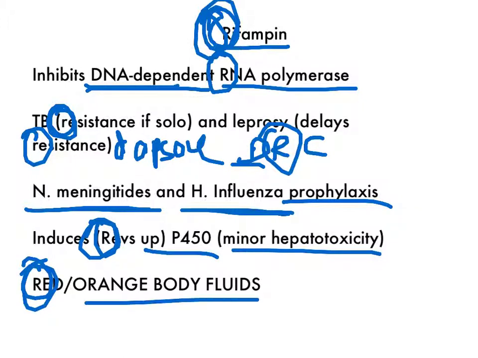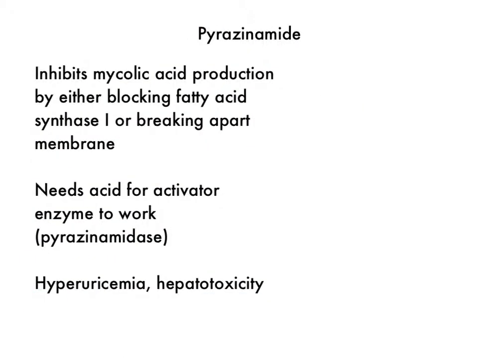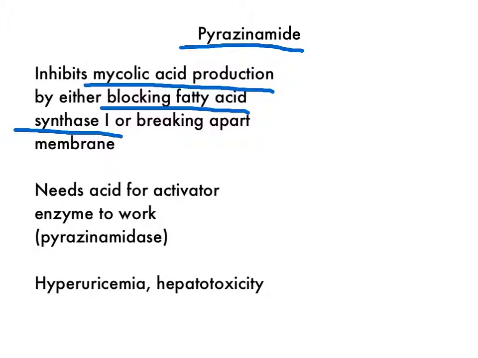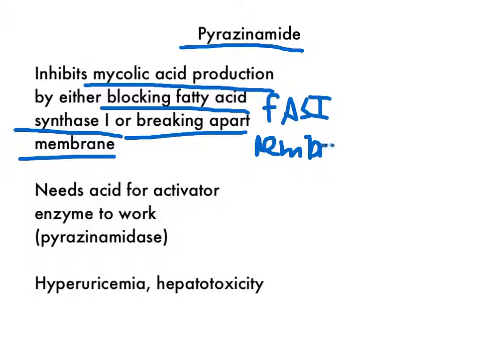The next drug we're going to be talking about is pyrazinamide. The way that this works is that it inhibits mycolic acid production, and there's two ways that it might be able to do this, and it's either by blocking the fatty acid synthase 1 or breaking apart the membrane. They're not really sure which one it is, but it's either one of those, so just keep both of those in mind because both of those might show up. It can either block FAS1 or just disrupt the membrane directly. So this is really important to know.